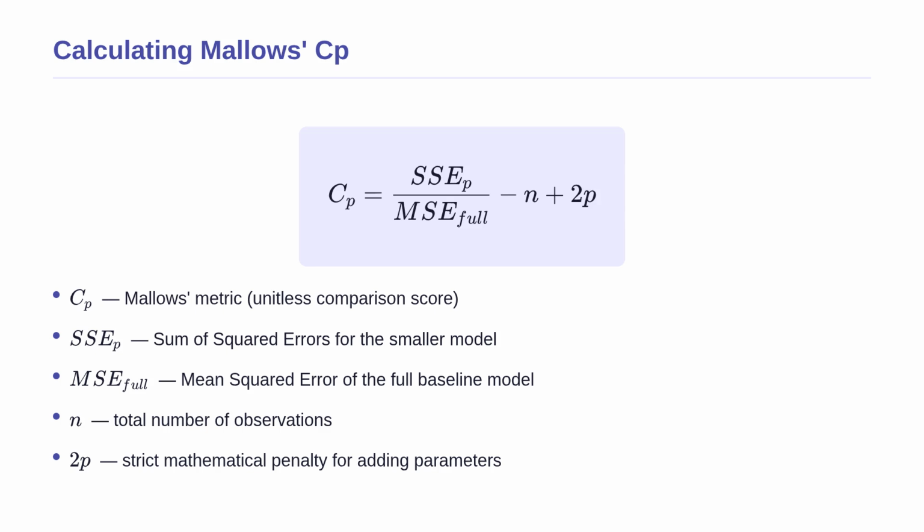The variable n is the number of observations. Finally, the term 2p acts as a strict penalty. As you increase the number of parameters p, this penalty grows, preventing you from adding useless variables just to lower the error.